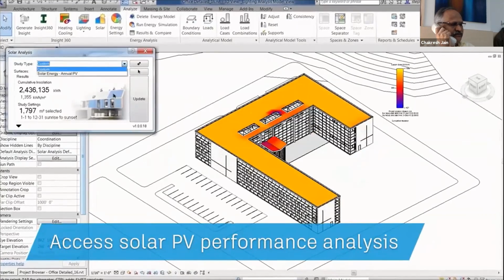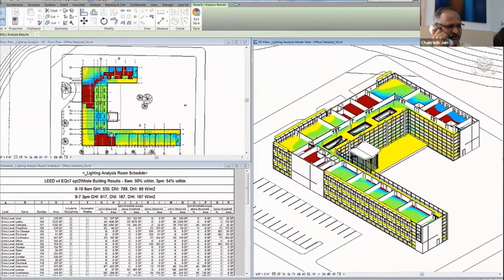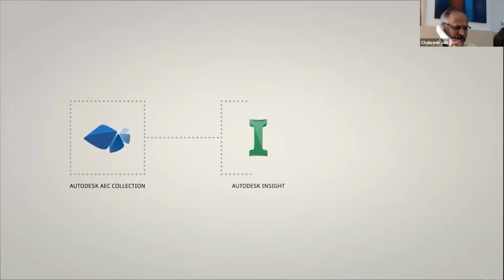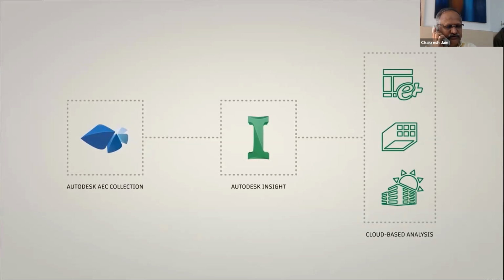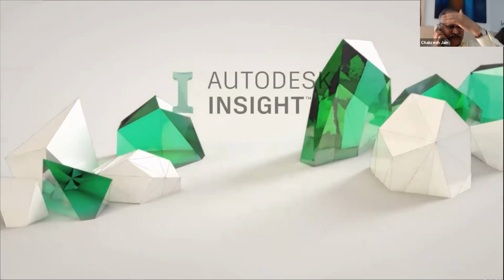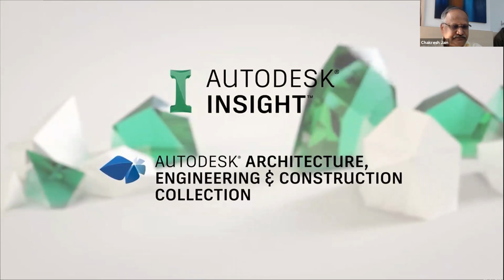Now you can clearly see and thoroughly understand multiple interrelated aspects of a building's performance parameters before construction. Insight extends the capabilities and value of the Autodesk AEC collection through unprecedented levels of cloud-based performance analysis. Discover Autodesk Insight and discover all the power of the AEC collection.